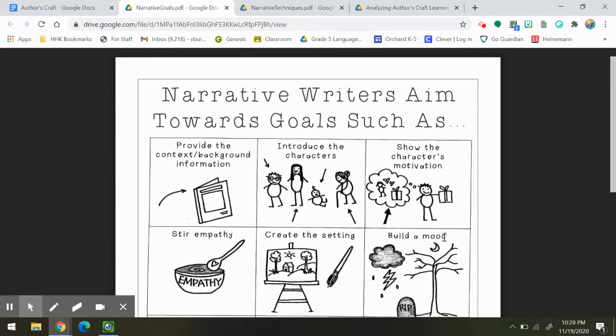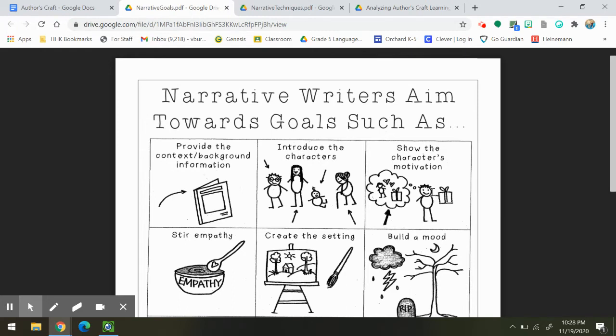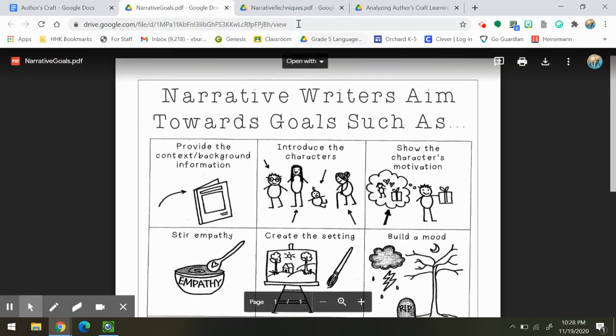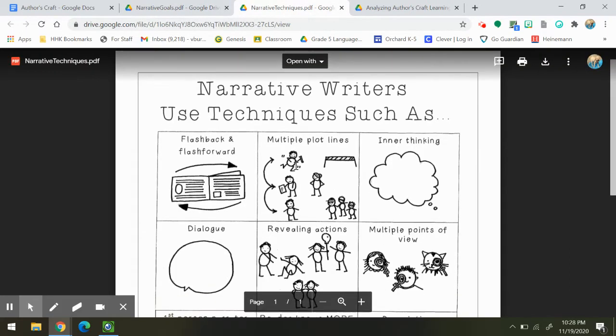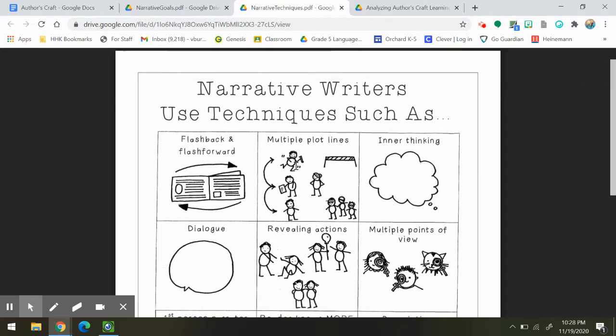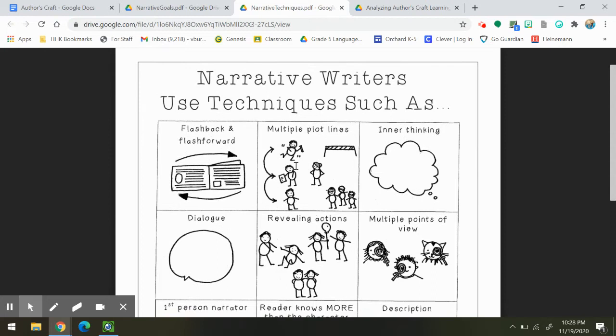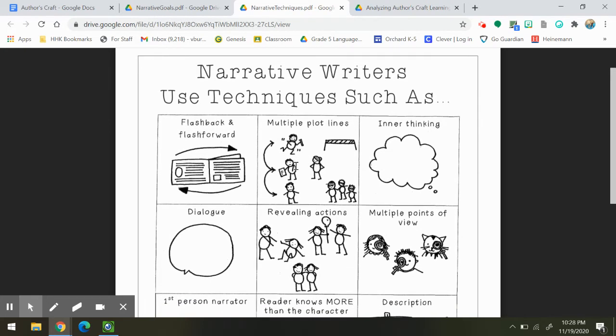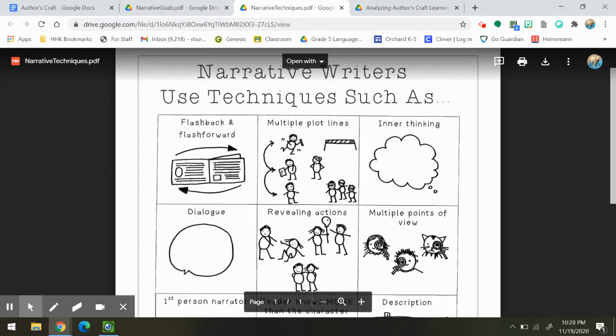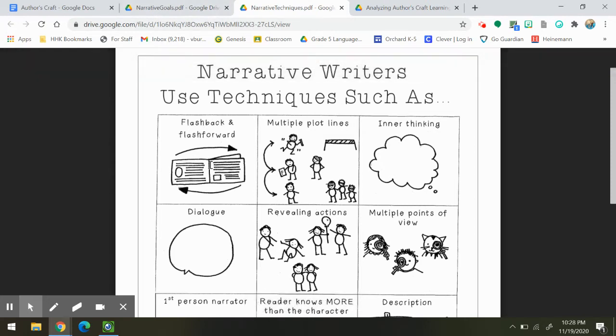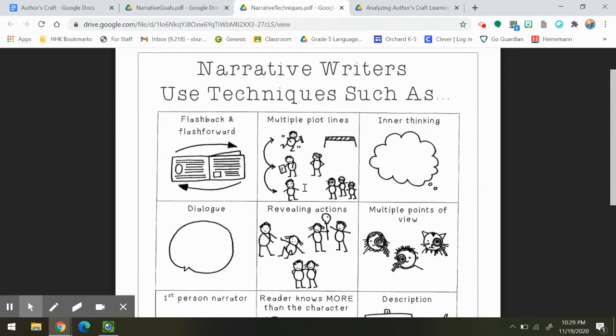So in your stories, these are all goals that authors may have at different points of the story. Now, in order to achieve their goals, they use techniques. And we're going to take a look at certain techniques that authors use to achieve their goals. Oftentimes, authors use flashback and flash forward in order to give you background information, right? That's why they probably do that. Other times, they have multiple plot lines, right? Where multiple problems are going on at once.